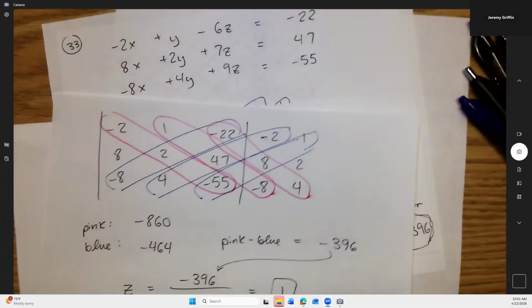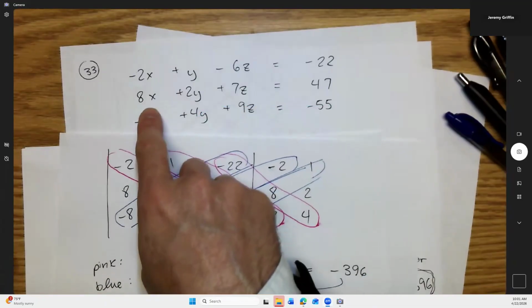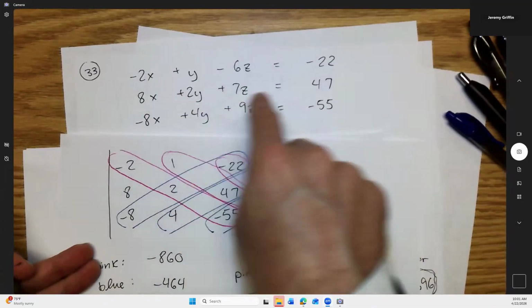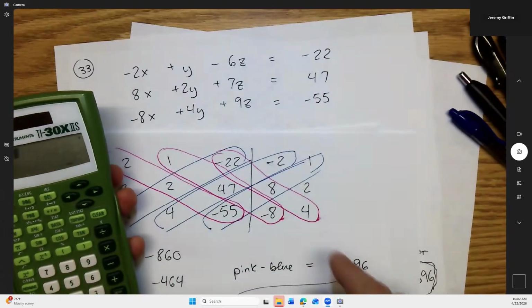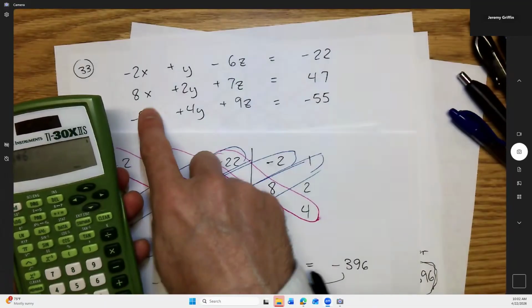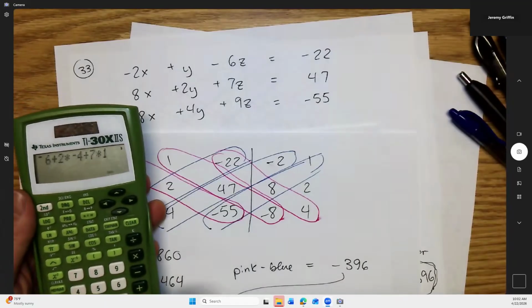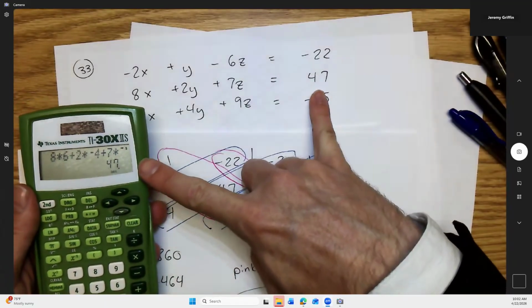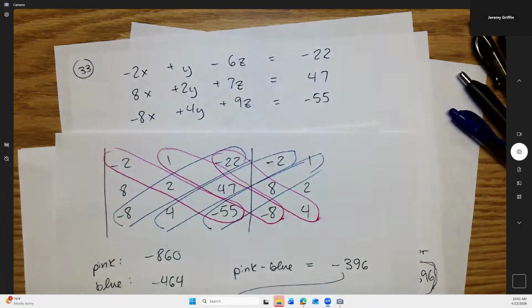I could check my answer by picking any one of these equations, and it should work out. Let's say I pick this middle one right here. Let's say I get 47 out of plugging those values in. So 8 times my x, which was 6, plus 2 times my y, which was -4, plus 7 times, well, z was 1. And look, it is 47. You see it? And of course, I could have done that on the other two equations.